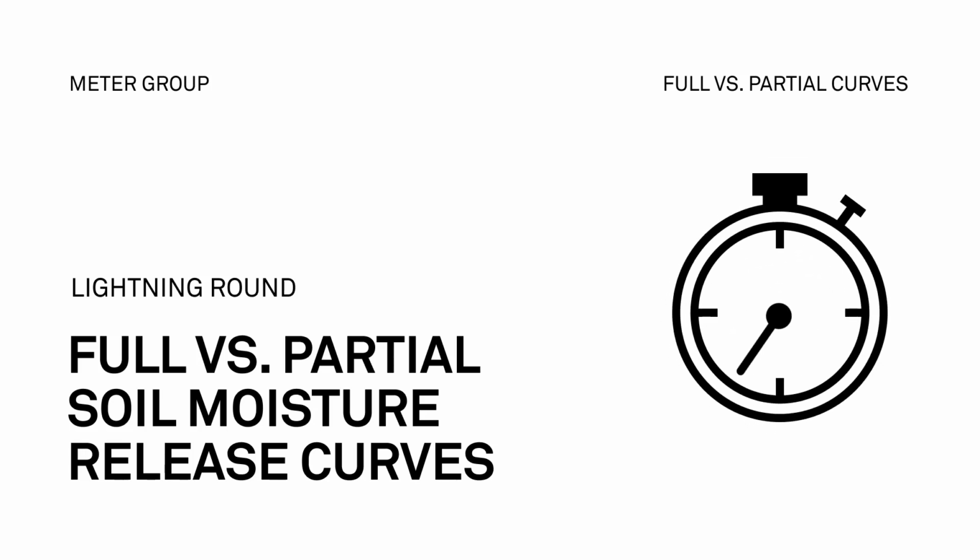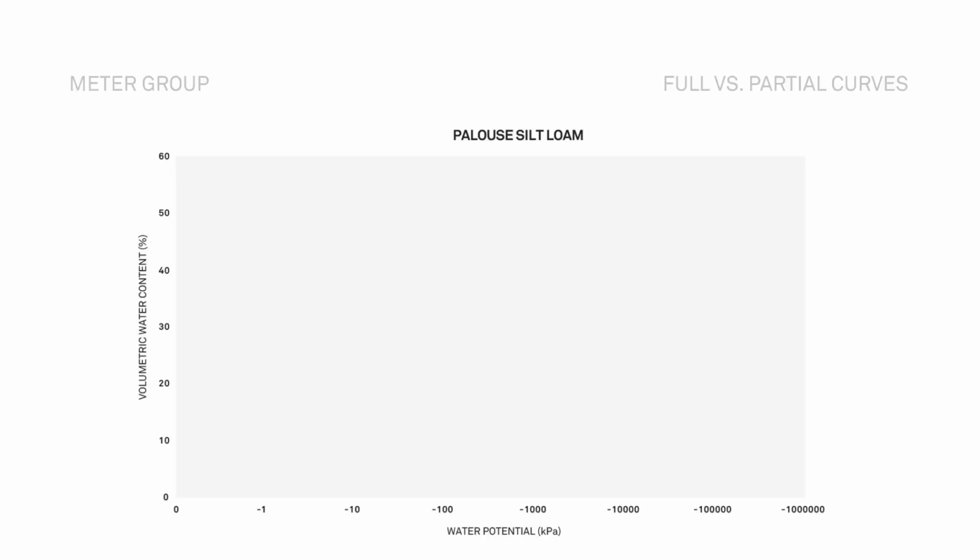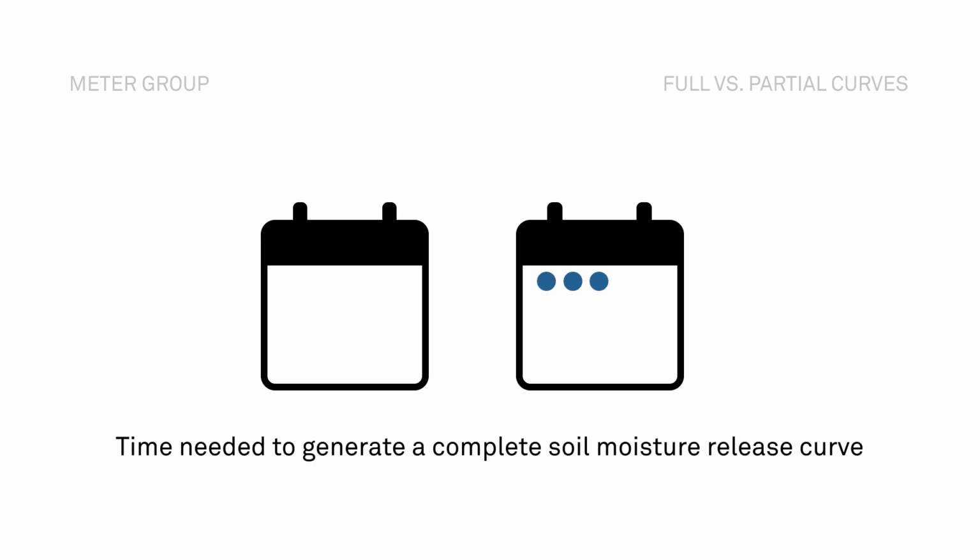What if you could see a complete soil moisture release curve tailored to every soil type you work with? Not just a handful of data points, but a high-resolution curve with hundreds of data points showing exactly how your soil releases water. Now, imagine generating that curve in days, not months.